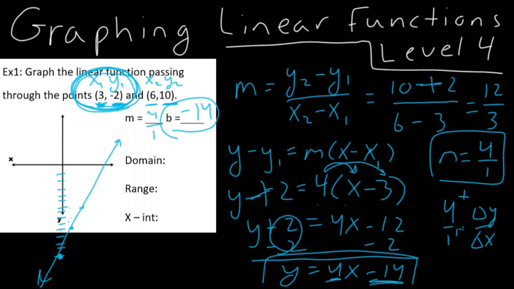Now, our domain: we know that for any linear function without restrictions, our domain is negative infinity to positive infinity. And I would ask you to memorize that at this point. And our range is from negative infinity to positive infinity as well. And all that's saying is that this graph never stops going to the left, it never stops going to the right, it never stops going down, and it never stops going up.